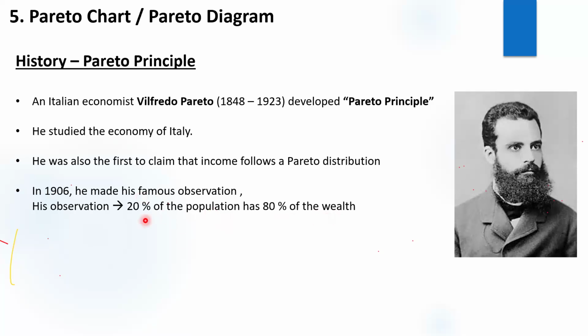So this is the richer category. 20% of the population, but 80% of the wealth; they are owning 80% of the wealth. So let me ask you a question. This was the observation for Italy, but is this applicable for India as well?